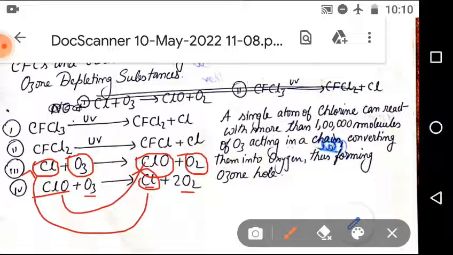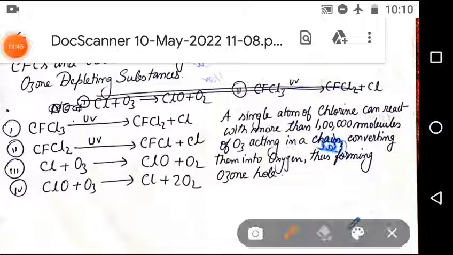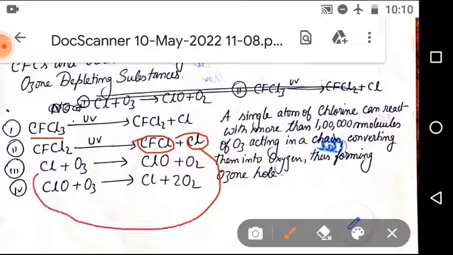I hope you have understood what I have mentioned here. Again I'm repeating, the CFCl3 gas is reduced to form CFCl2 and Cl. So the ultimate aim is the halogen which is found in the halogenated carbons. This halogen will interfere with the ozone layer and break it to form molecular oxygen. Okay, and in this way it will continue.